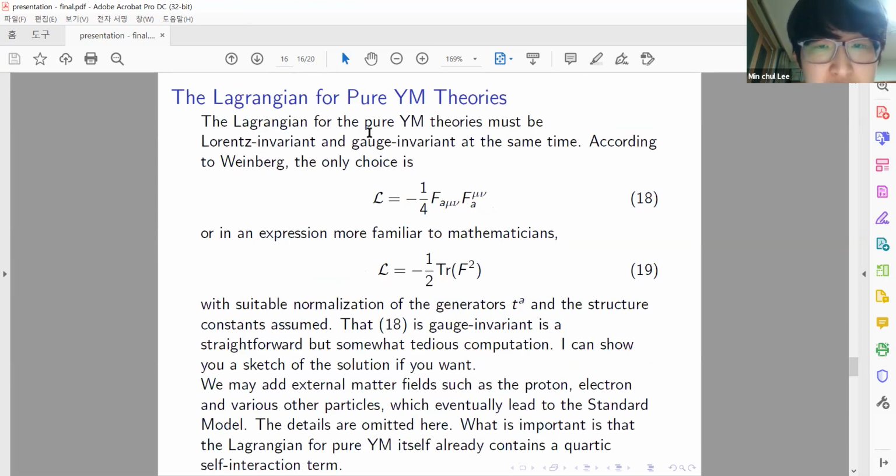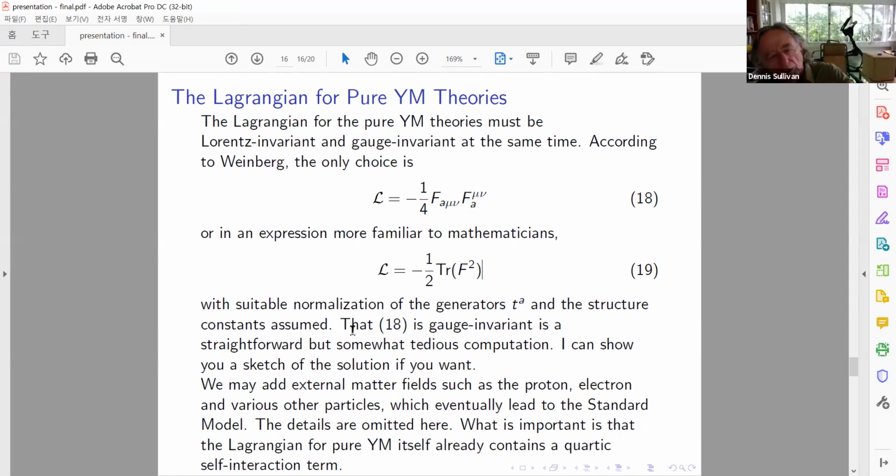The Lagrangian for the pure Yang-Mills theory must be Lorentz invariant and gauge invariant at the same time. According to Weinberg, if we exclude the parity inversion, the only choice is known to be this. Or in an expression more familiar to mathematicians, the expression is given as the trace, with the suitable renormalization of the generators and the structure constants assumed.